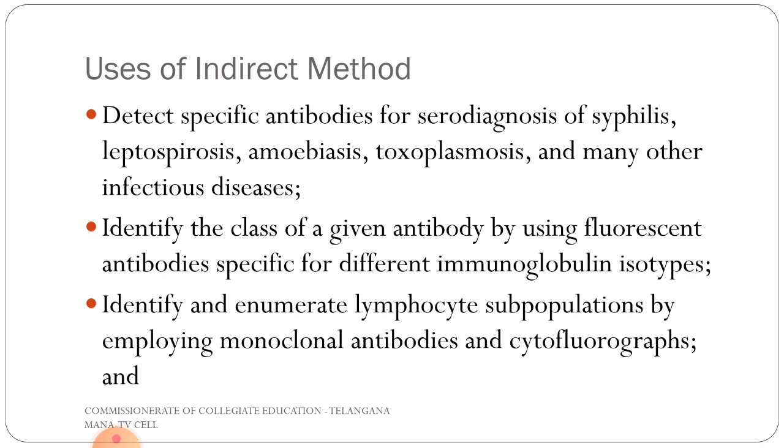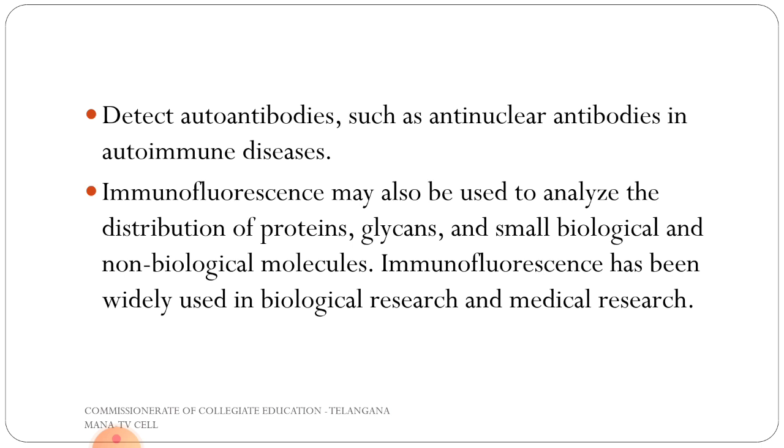Uses of indirect method. Indirect method is used to detect specific antibodies for serodiagnosis of syphilis, leptospirosis, amoebiosis, toxoplasmosis and many other infectious diseases. It identifies the class of a given antibody by using fluorescent antibodies specific for different immunoglobulin isotypes. It identifies and enumerates lymphocyte subpopulations by employing monoclonal antibodies and cytofluorographs. And it also detects autoantibodies such as anti-nuclear antibodies in autoimmune diseases.